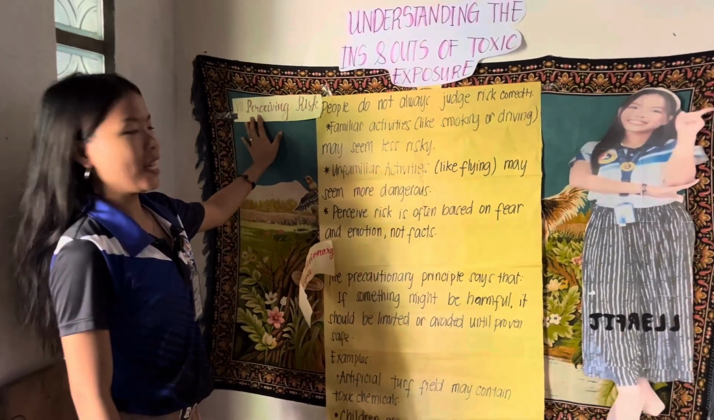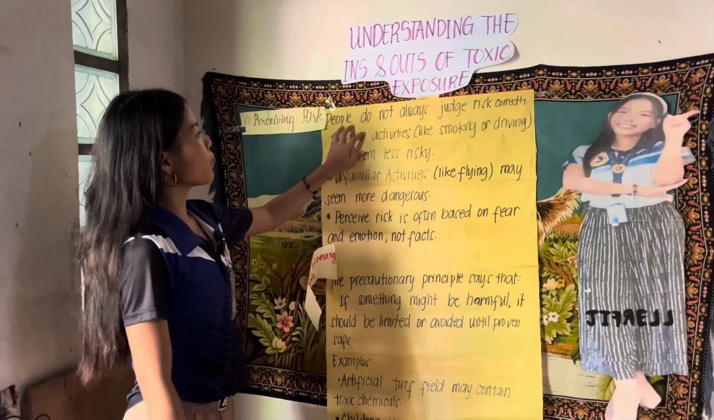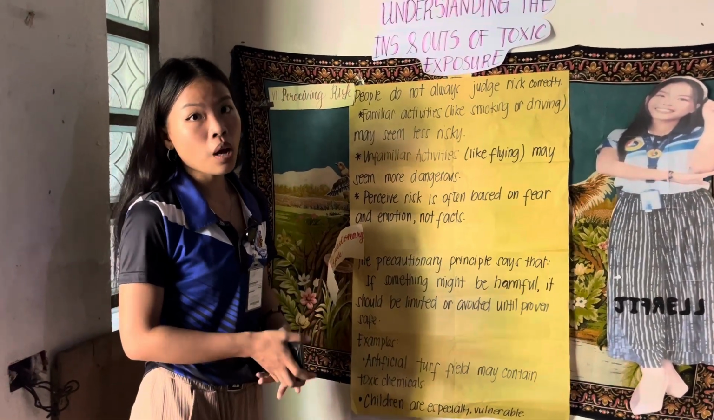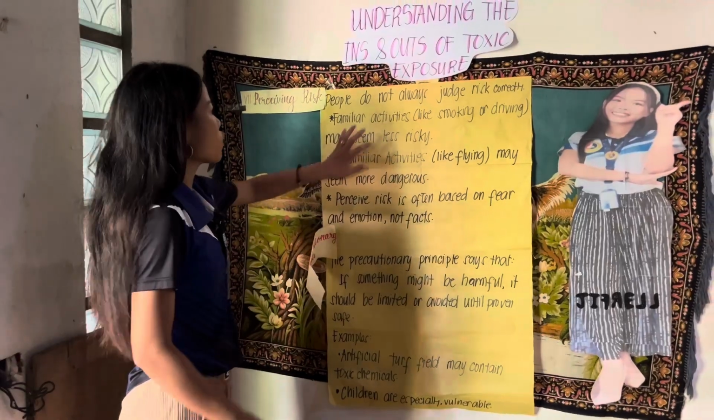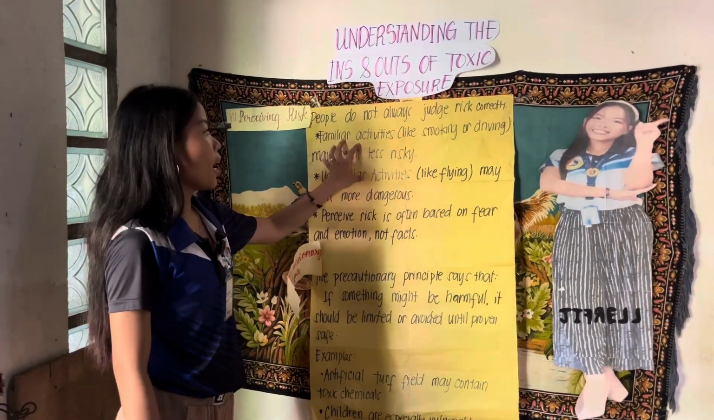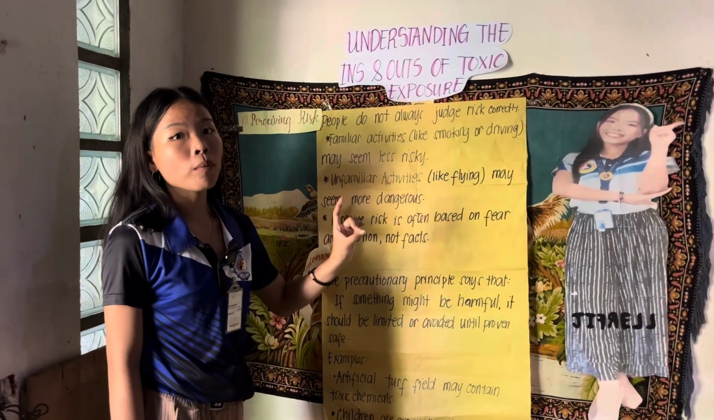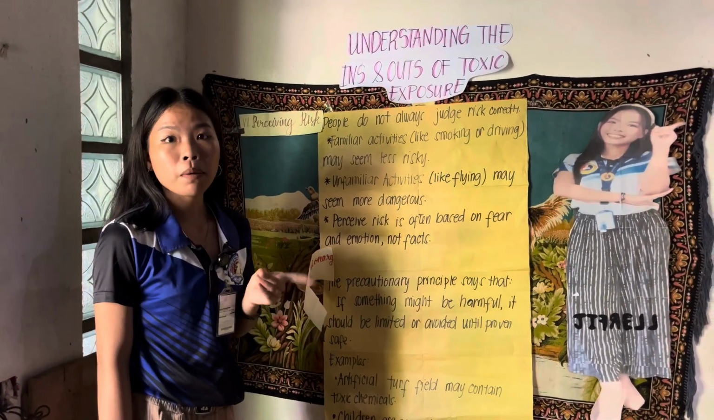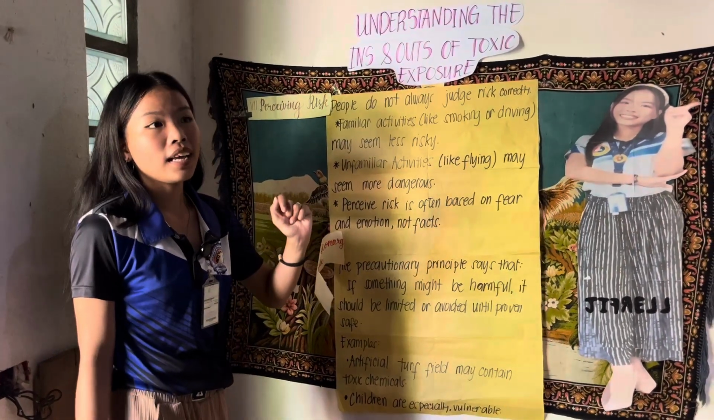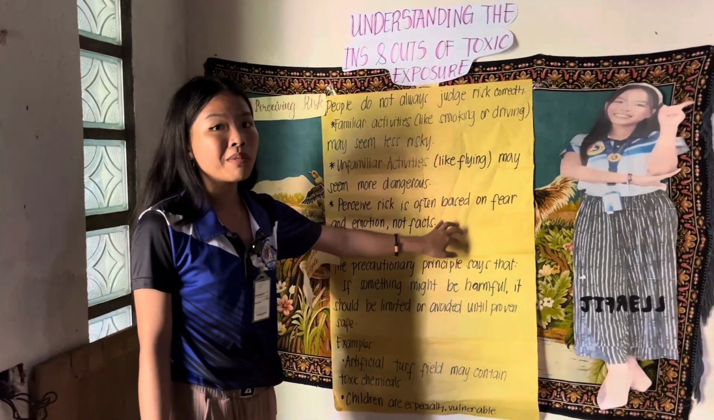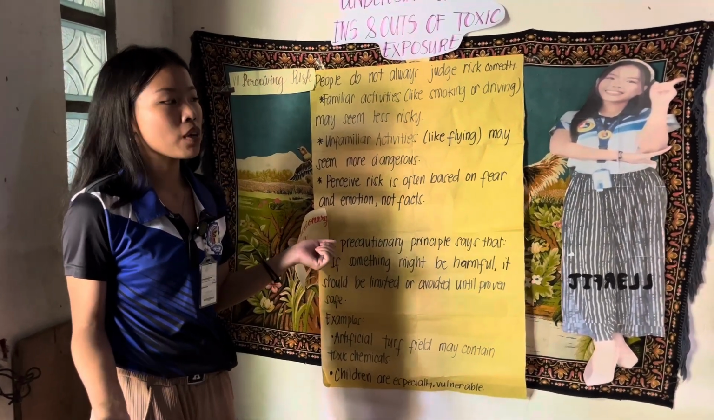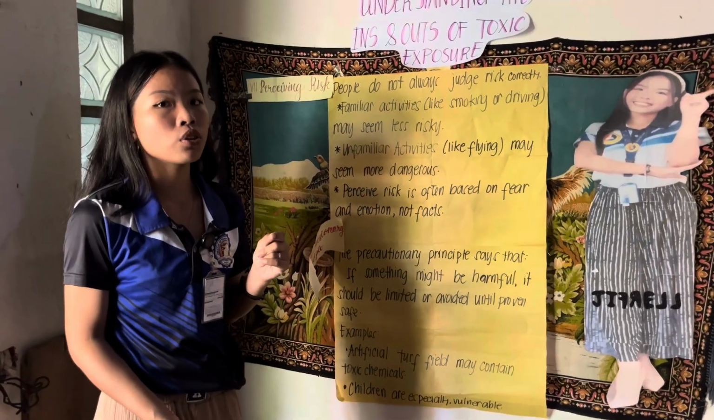So, number 7 is perceiving risk. Perceiving risk is that people do not always judge risk correctly. It is how dangerous a person believes something is. So, familiar activities like smoking or driving may seem less risky. Smoking or driving is a common thing done by people, so they believe smoking is less harmful than other activities. And also driving, because many people drive every day. So they perceive that it is not dangerous because they know how to drive and how to handle driving.